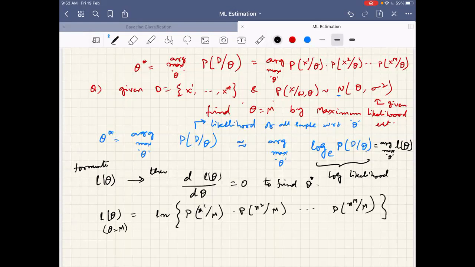Ln for all. So now if I expand this, ln of this, ln of this, and so on. So ln of, let me compute here itself, 1 by, yeah, I request someone now to convey what I should write here.